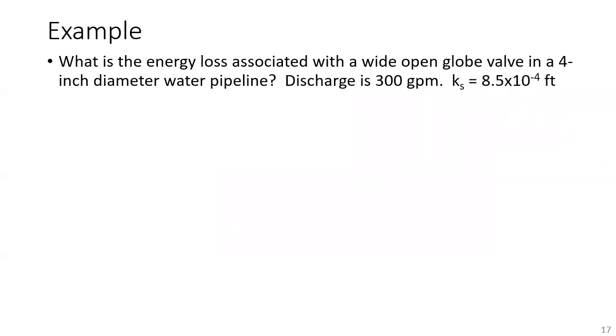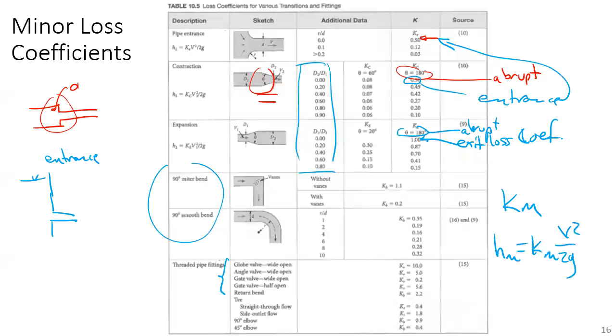So in an example, what is the energy loss associated with a wide open globe valve in a 4-inch diameter water pipeline? The discharge is 300 gallons per minute, and the pipe on either side of the globe valve has Ks equal to 8.5 times 10 to the minus 1 feet. Just to go back, for the globe valve, here's a wide open globe valve, go figure. We can see that Kg, I subscripted G because it's a globe valve.